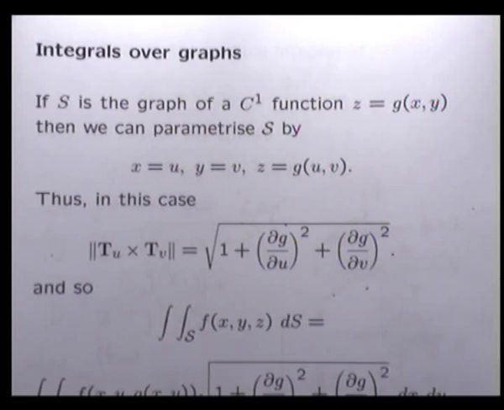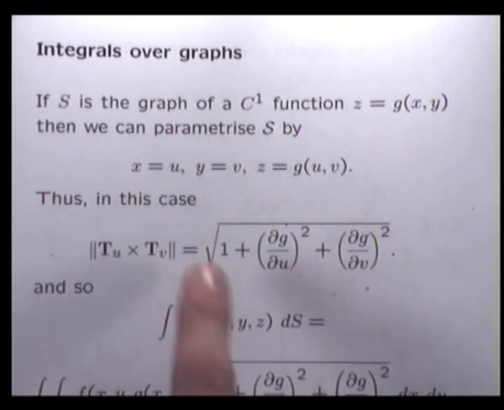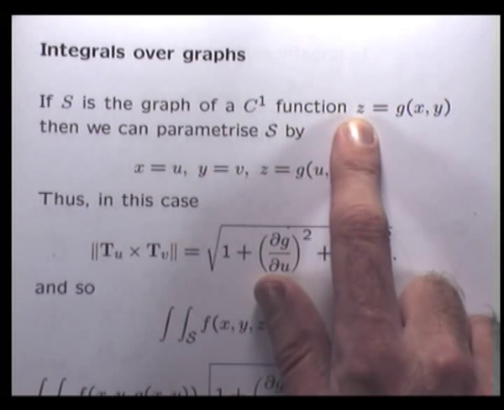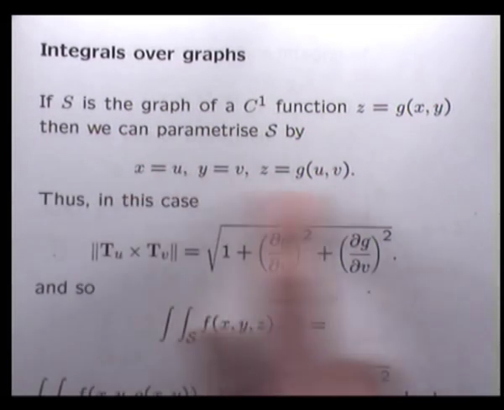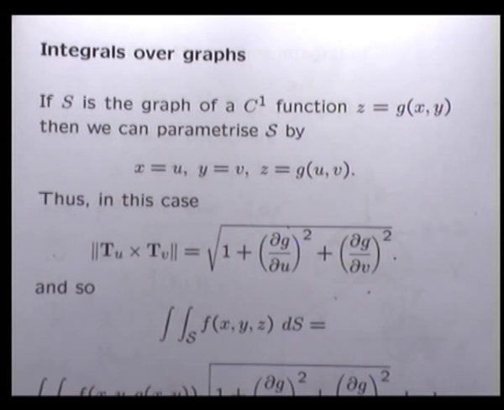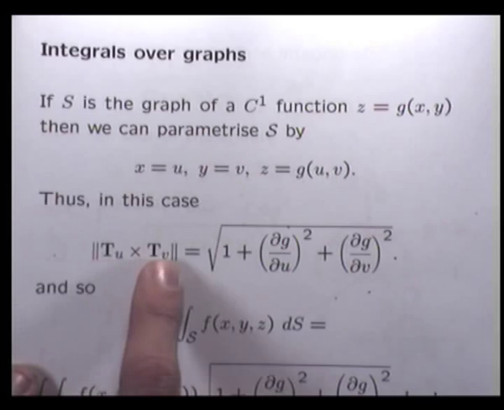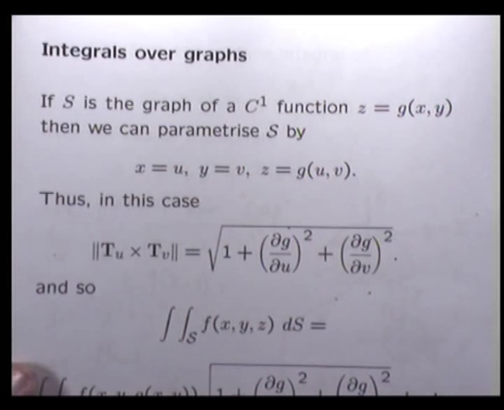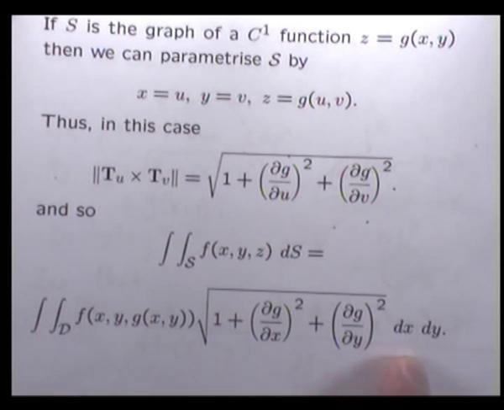Then, we talked about surface integrals over graphs. And this is actually the nicest case. When our surface is a graph, in other words, we can write it in this form for some function g, then we can parameterize the surface in this natural way here. In that case, and it's quite easy to do this, you can calculate the tangent vectors and look at the magnitude and you get this. And so the actual surface integral can be written in this manner.